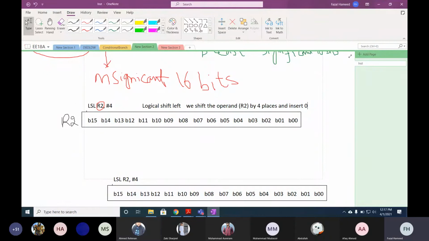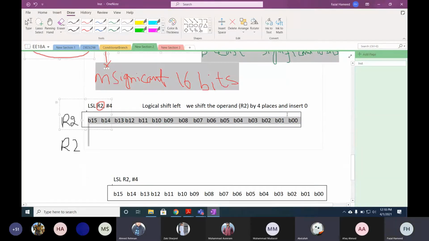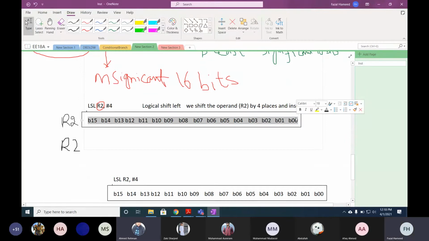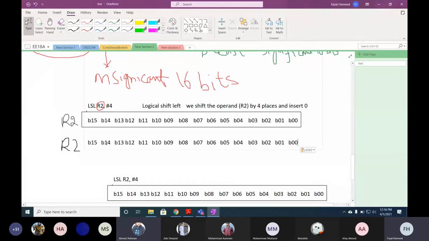So if this is the contents of R2 before the execution of this instruction, what will be the contents of R2 after the execution of this instruction? How many 0s will be inserted? 4 zeros, from the left. So 4 zeros will be inserted from the left.